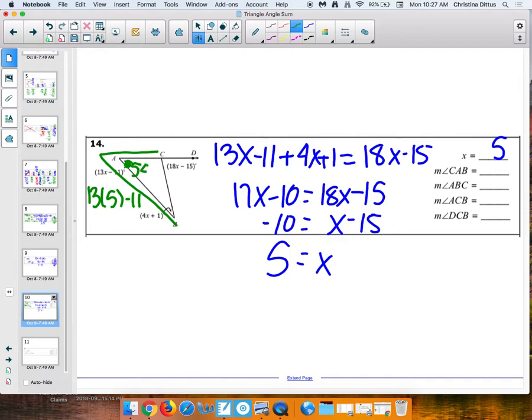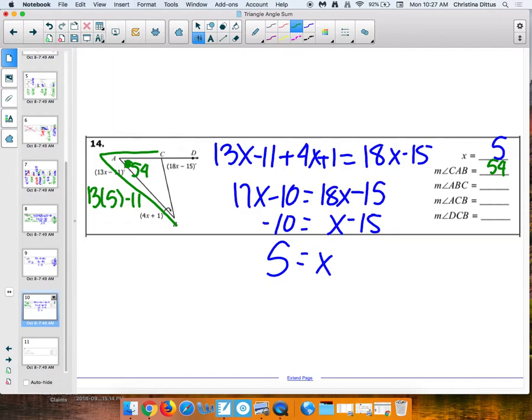Yep. Different calculator, how about 13 times 5 minus 11? Oh my god. It's 54. It is correct. Thank you.